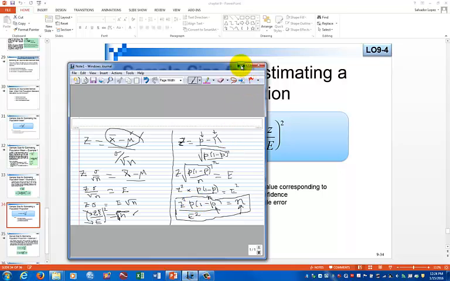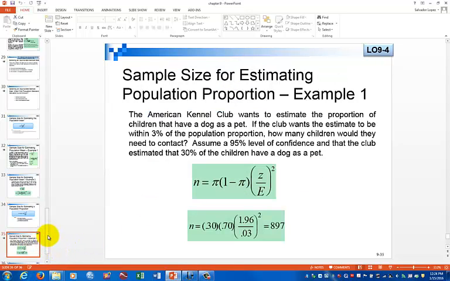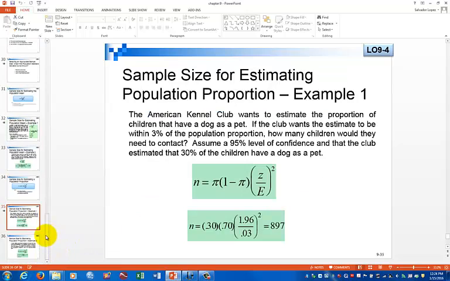Okay, so let's use one example. The American Kennel Club wants to estimate the proportion of children that have a dog as a pet. If the club wants the estimate to be within 3% of the population proportion, how many children will they need to contact? Assuming 95% level of confidence, and that the club estimated that 30% of the children have a dog as a pet. Notice that 30% here is the population proportion.